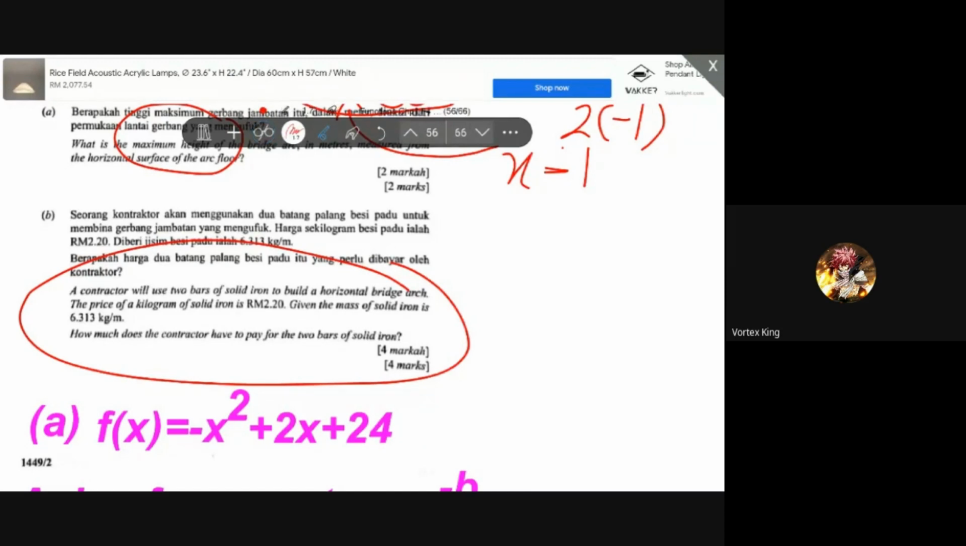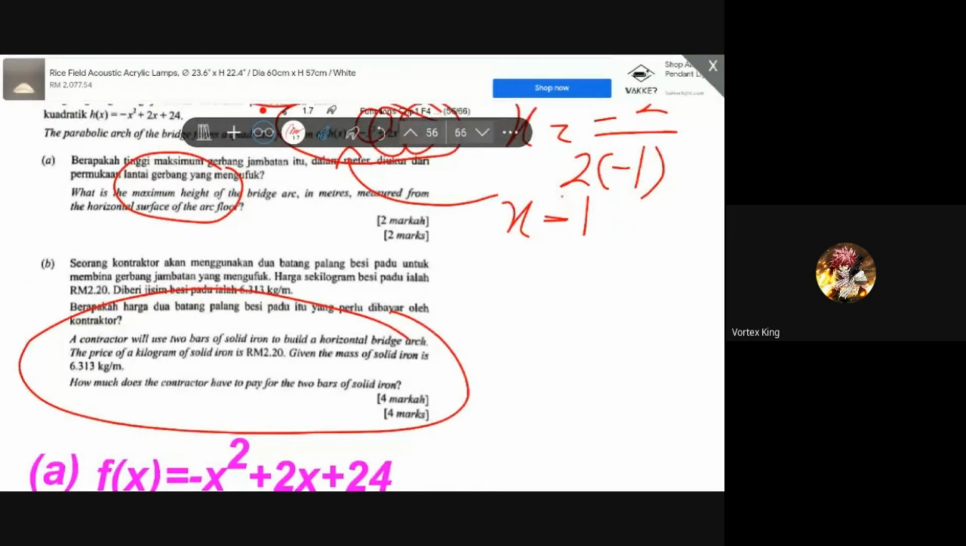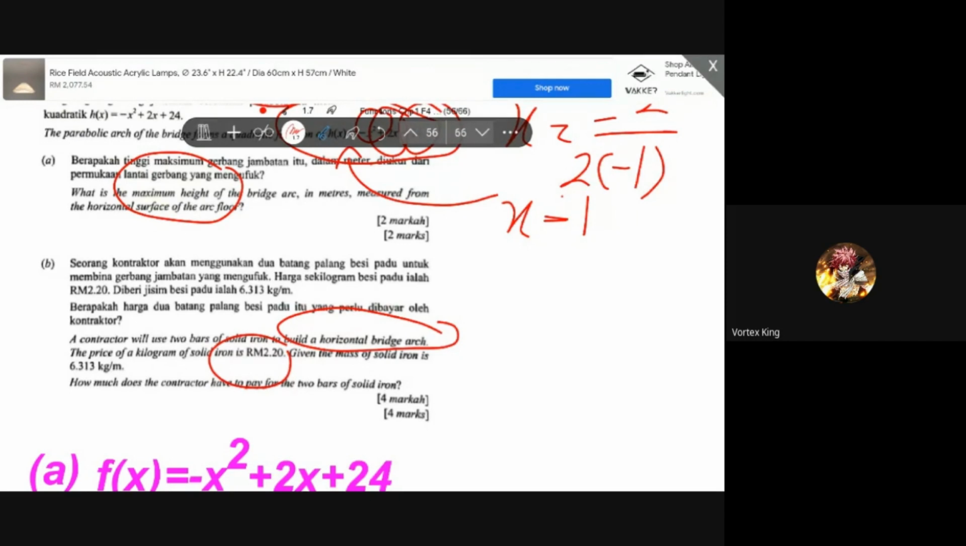So, we see soalan B pula. Okay, this soalan quite interesting also. Okay, good. So, soalan B. Okay, so contractor will use 2 bars of solid to build a horizontal bridge arch. Okay? So price of kilogram of solid, ini semua quantity yang diberi.